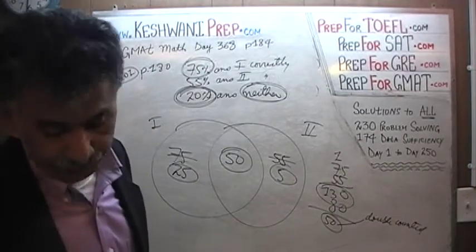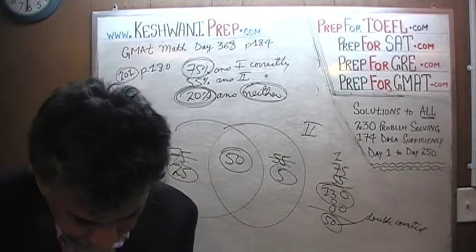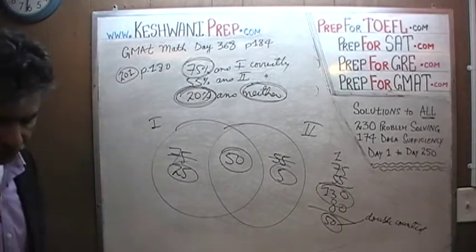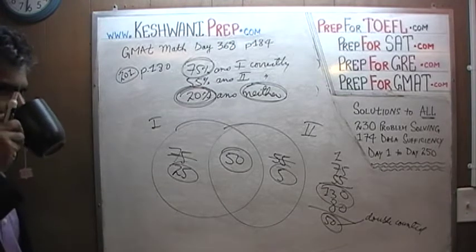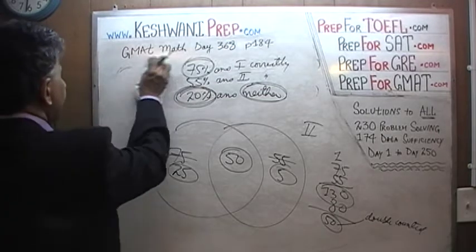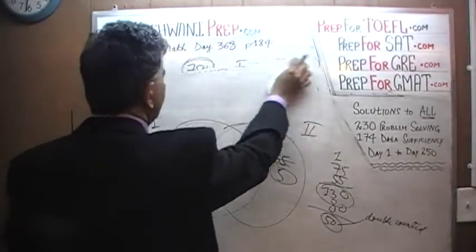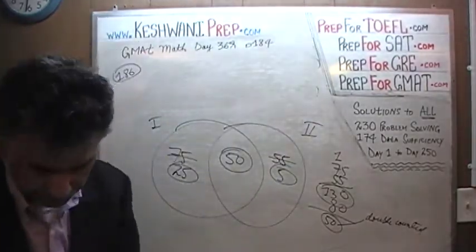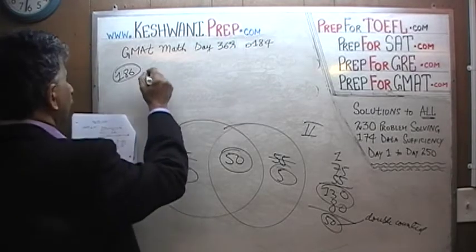Do you understand? Let's do the next one, which is question number 186. Another question dealing with one Venn diagram, 186. It appeared on page number 178.